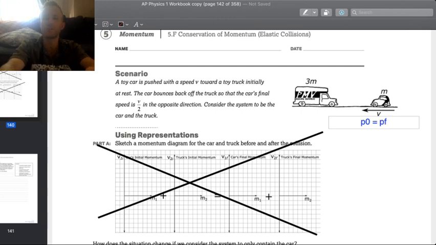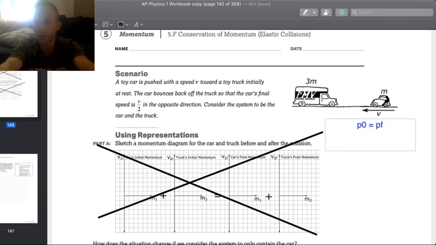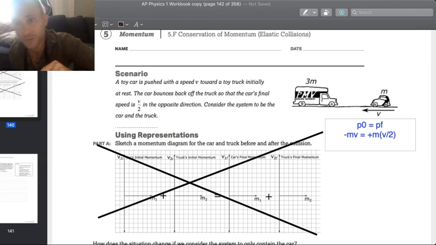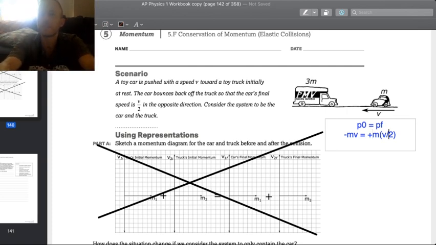So initial momentum equals final momentum. The initial momentum is purely carried by the cart. Okay? The smaller cart. So it has a momentum of minus mv. The final momentum, we know that the small cart recoils to the right with a velocity of v over 2. So the final momentum of the right cart is going to be positive. And then the final momentum of the other cart is going to be 3m times its final velocity.